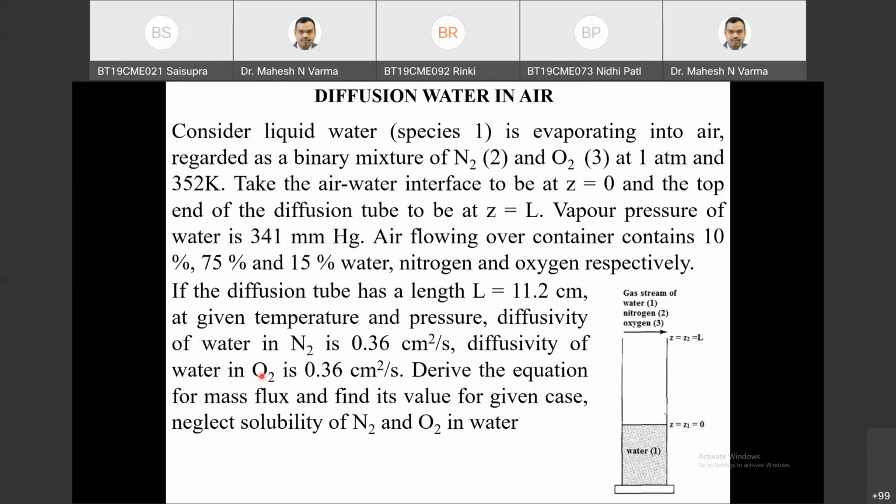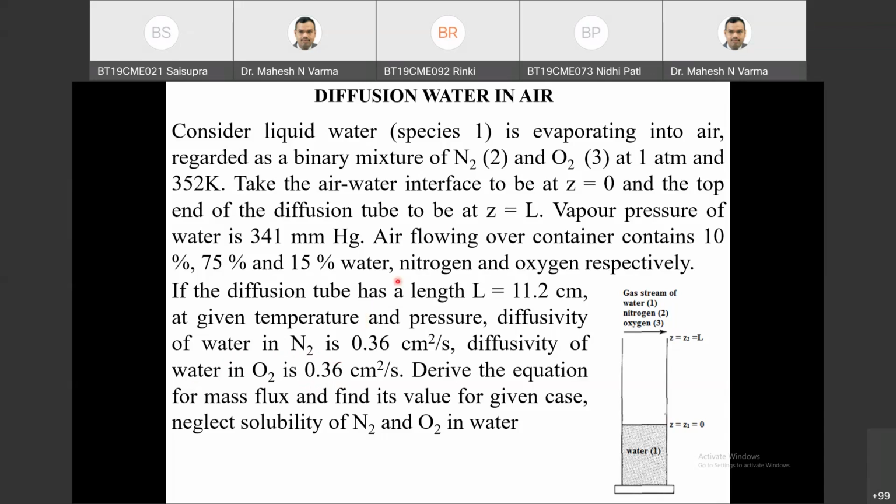Diffusivity of water in oxygen is 0.36. Similarly, diffusivity of water in nitrogen is 0.36. Water is diffusing into nitrogen and oxygen to the same extent. So as far as you are considering mass transfer, nitrogen and oxygen are not different species for water. They are the same, because the diffusivity of water in nitrogen and the diffusivity of water in oxygen have the same value.